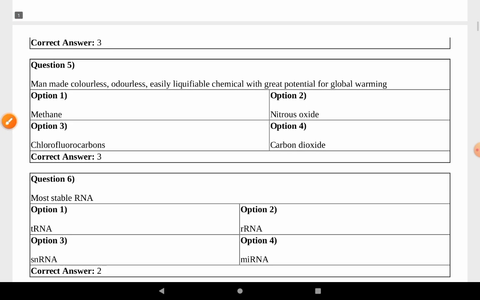Our next question is man-made colorless, odorless, easily liquefiable chemical with great potential for global warming is option 1 methane, option 2 nitrous oxide, option 3 chlorofluorocarbons, option 4 carbon dioxide. The correct answer is option 3 chlorofluorocarbon.